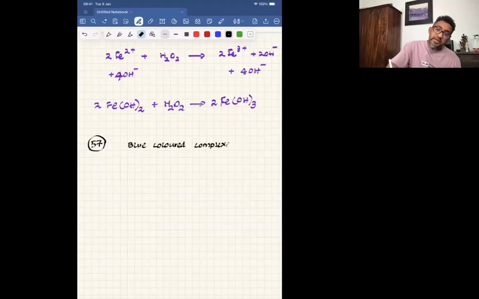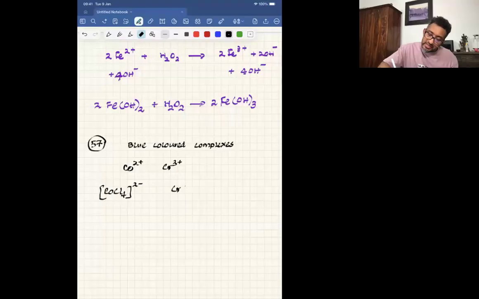What are the blue colored complexes, children? Can somebody tell me? When you have chloride. Cobalt is there, cobalt 2+. What is the other one? Chromium, yes, Cr3+. So it can be both of them. CoCl4 2 minus is blue in color. And CrCl6 3 minus is also blue in color. So this can be both.